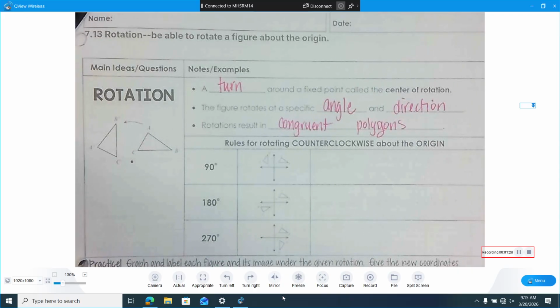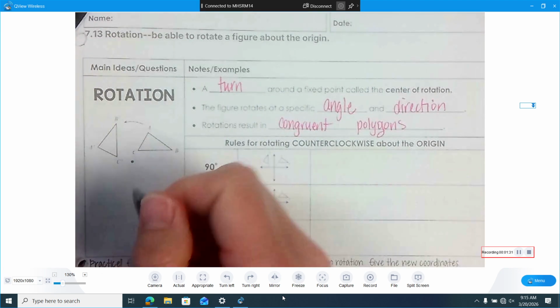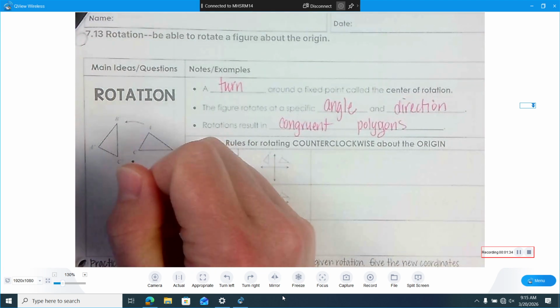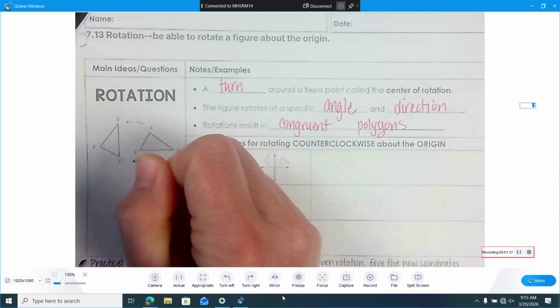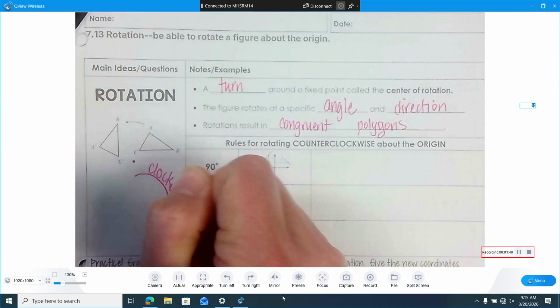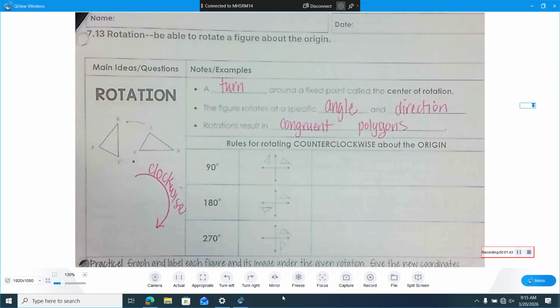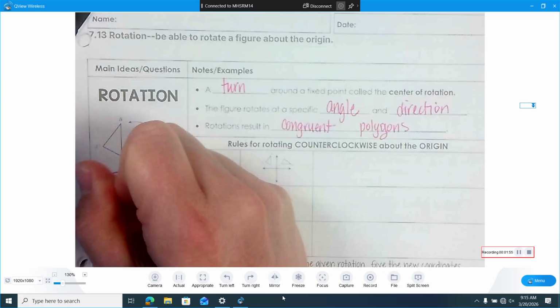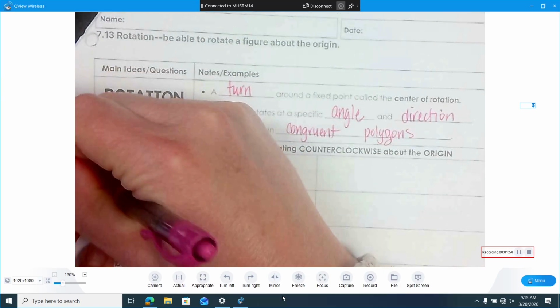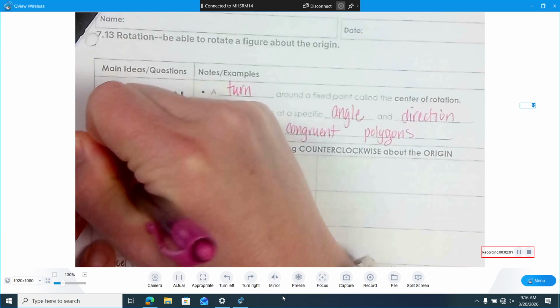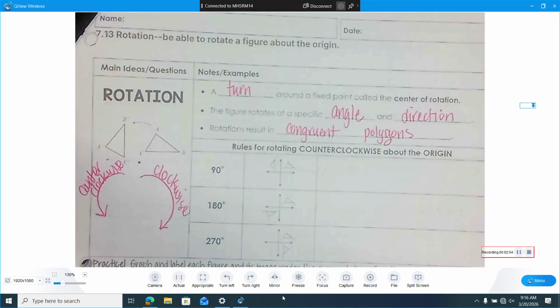And the direction could be, of course, we could rotate things clockwise. Clockwise is, of course, just like our little analog clock over here, how the numbers go normally. Or, what's the other direction? Counterclockwise. So counterclockwise goes this direction. Counterclockwise rotates sort of like to the left instead of to the right.